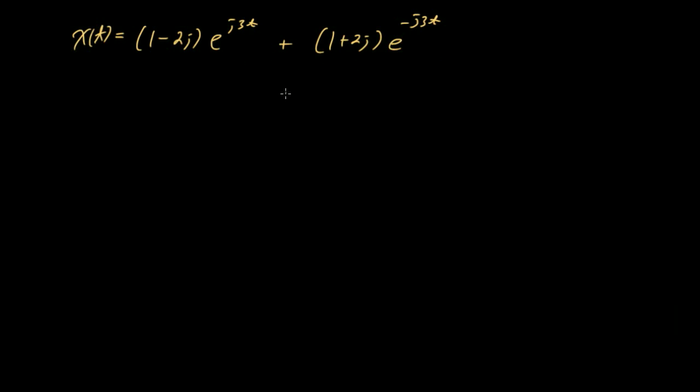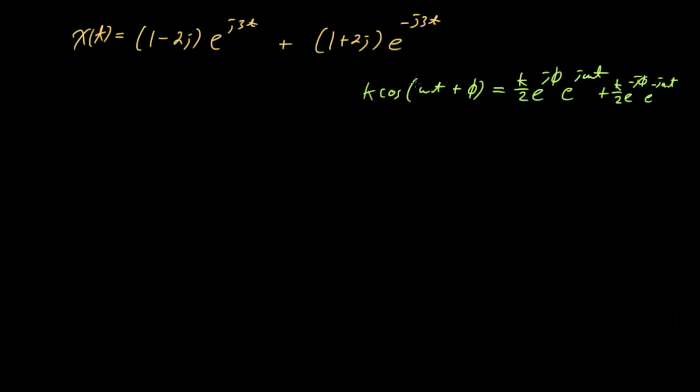So first off, this is only one cosine. We only have one omega here by inspection. And remember that what we're going to be using here is if I have k cosine omega t plus phase, I can write that as k over 2 e to the j phase e to the j omega t plus k over 2 e to the minus j phase e to the minus j omega t. If you want to see where this comes from, watch the video for problem 19. I go all through how to get this.